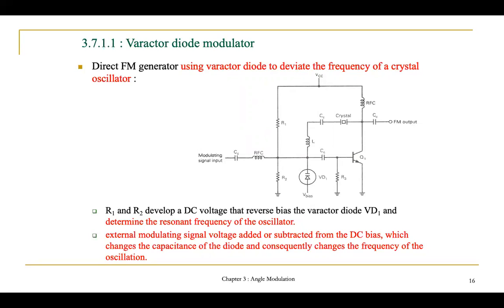The external modulating signal voltage added to or subtracted from the DC bias will change the capacitance of the diode and consequently change the frequency of the oscillation. So basically the process is similar to the standard direct FM modulator that I've already explained before. When you have the external modulating signal, the input source, this will actually change the capacitance. And when the capacitance value changes, it will consequently change the frequency of the oscillation.